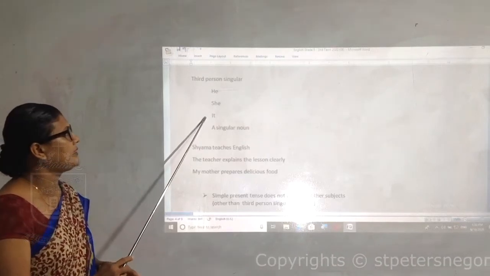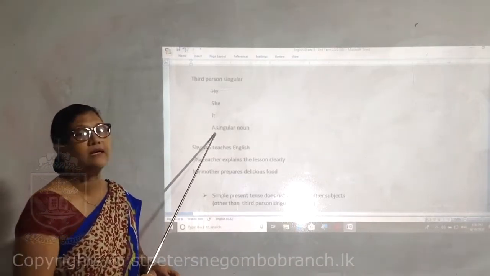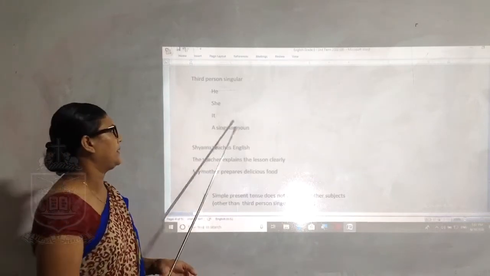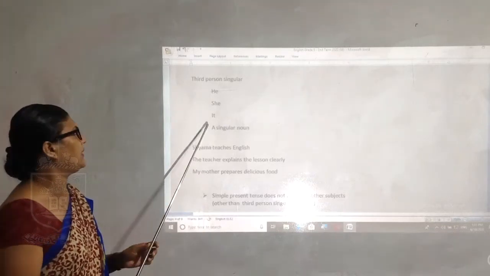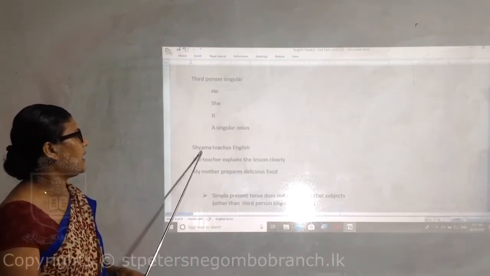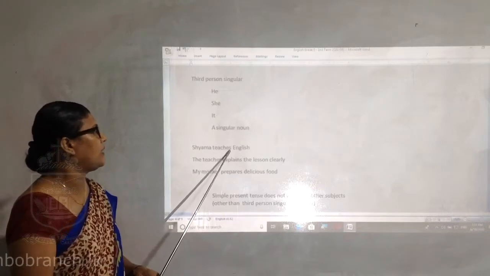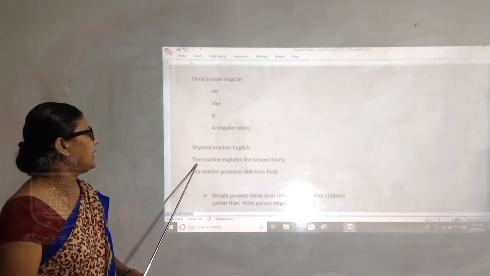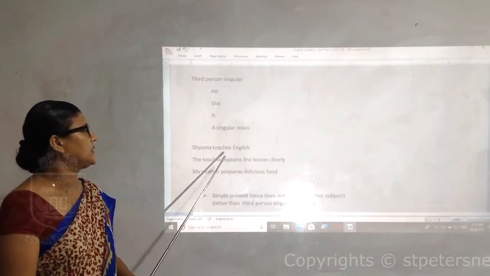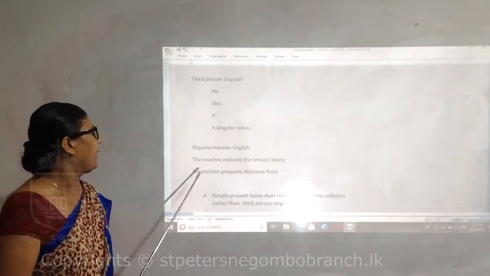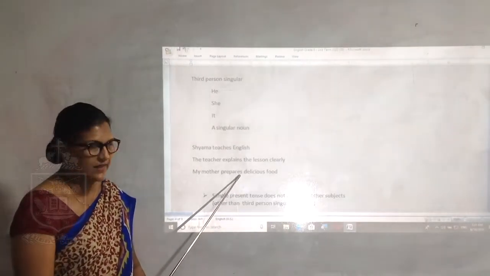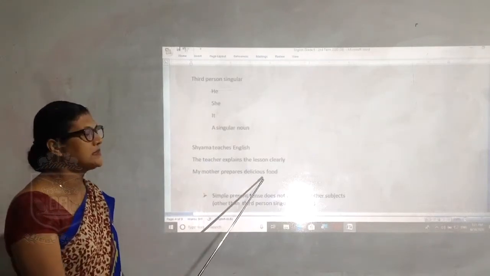He, she, it, and we can also have singular nouns like a teacher, my mother, the driver. Like he, she, it, a singular noun also. They are third person singular subjects. Here see, Shyama is a singular noun. So Shyama teaches English. You have got S there. The teacher, third person singular subject, so the verb has got S there. The teacher explains the lesson clearly. My mother, third person singular subject, prepares. The verb has got S there. My mother prepares delicious food.